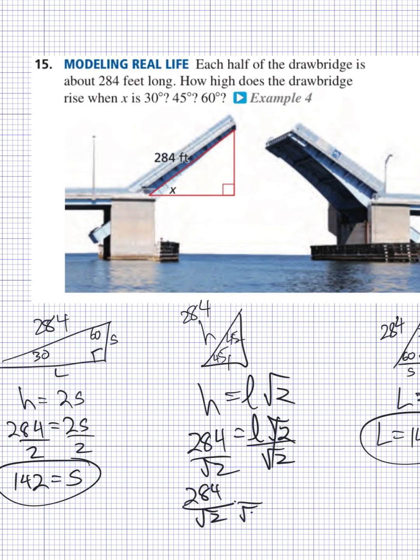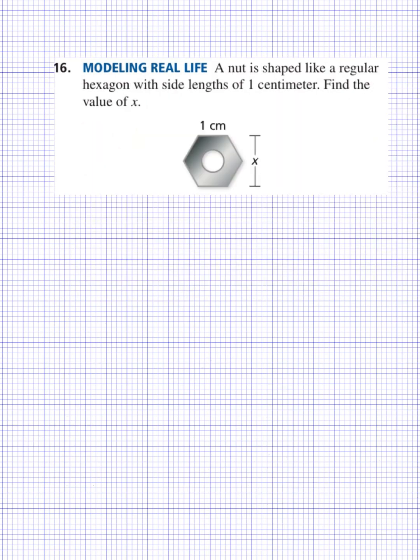So we need a pair on the bottom, which means we have to multiply the top by the same thing. So 284 square root of 2 over 2, or 142 square root of 2. Oops, this should be a 2 for the long leg. 142 square root of 2. Okay, and those are your lengths for all the different triangles.